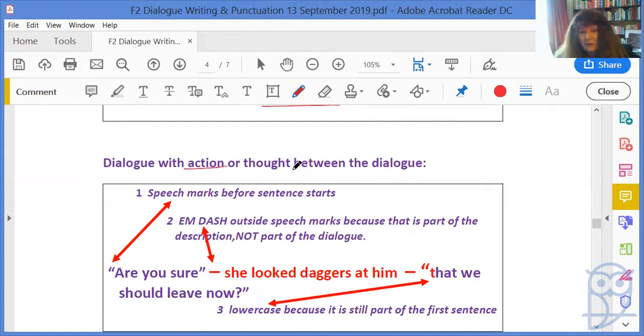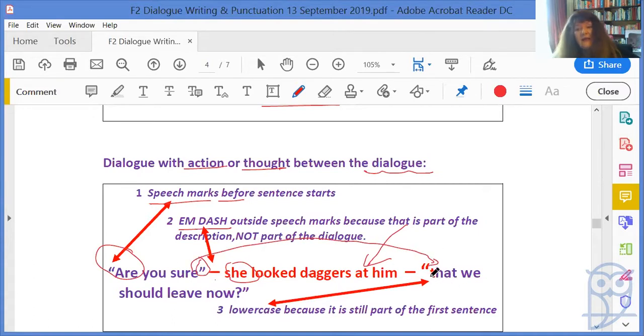Now, here we've got some action or thought in the middle of a dialogue. Now, how do you punctuate that? As usual, speech marks before the sentence starts in capital letters. "Are you sure?" And then we close that inverted comma because we're going to use an M dash. We've got a dash that's known as an M dash. She looked daggers at him. Okay, because that there is part of the description of that person, that character you're writing about. And then she continues speaking, but it's part of the same sentence. So it has a small letter, open inverted commas again, "that we should leave now." Punctuation inside those speech marks.